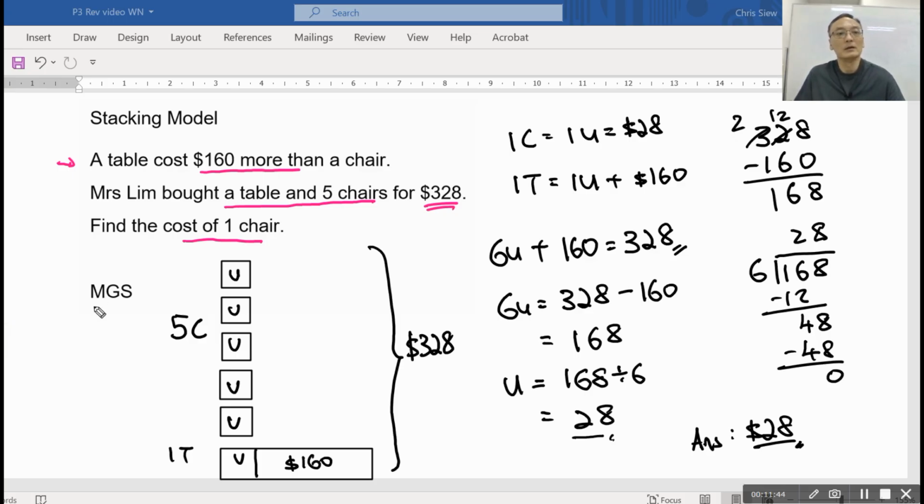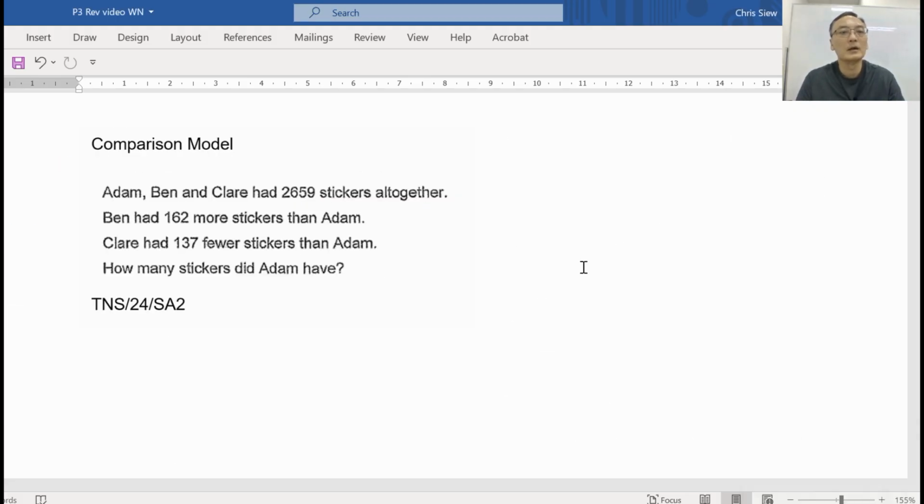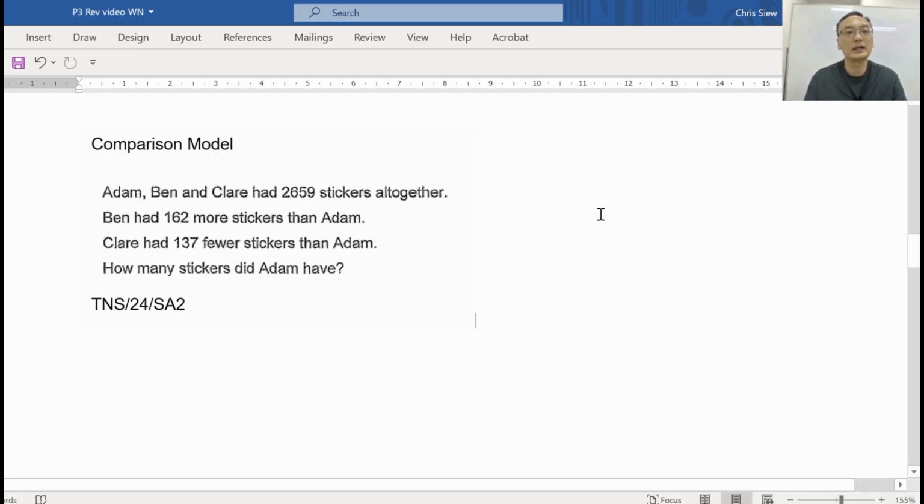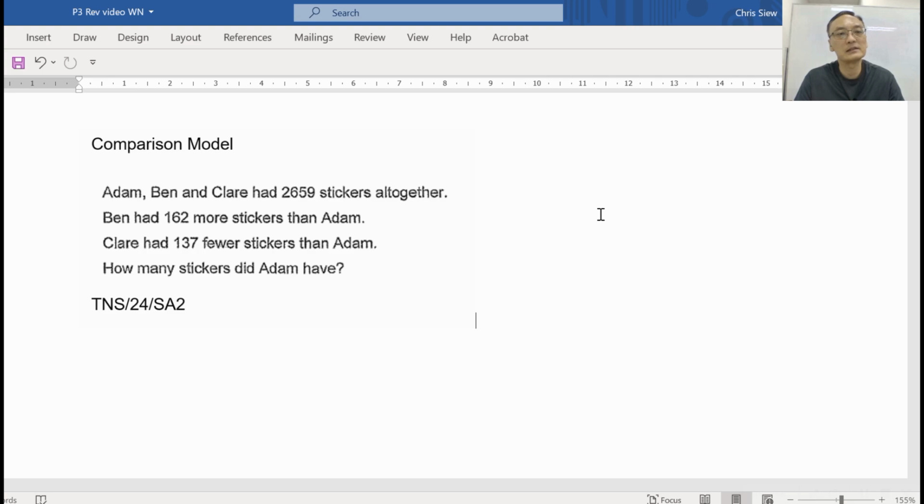Okay, so we will be moving on to the next strategy. In this question, we'll be using the comparison model to help us solve this question. Right, let's read the question. Adam, Ben, and Claire had 2,659 stickers altogether. Ben had 162 more stickers than Adam. Claire has 137 fewer stickers than Adam. How many stickers did Adam have?